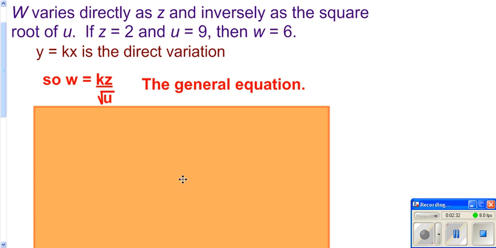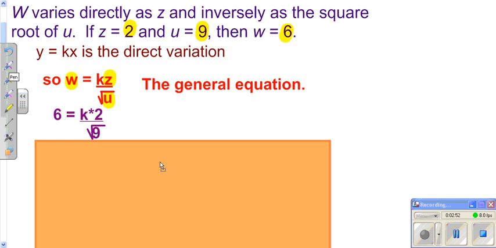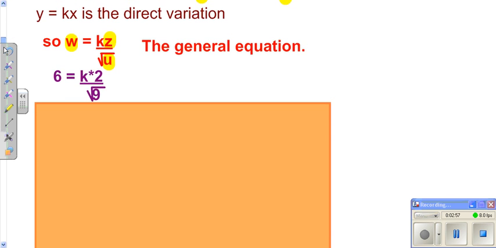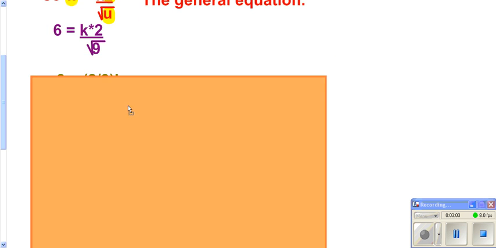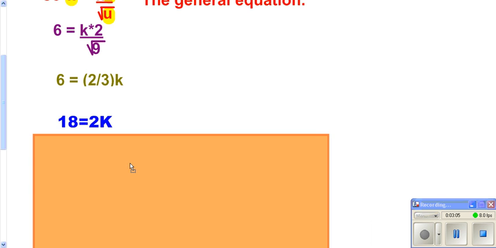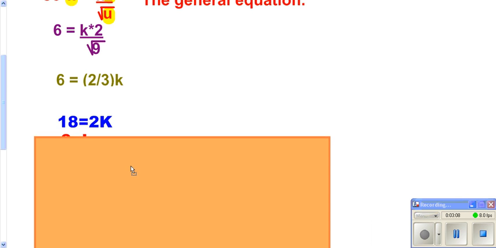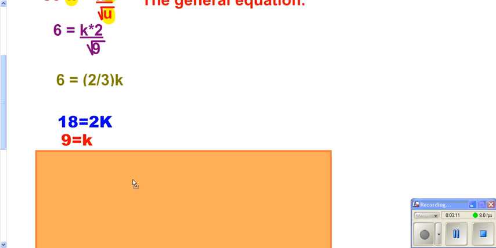The next thing you want to do is actually substitute in the given information so that you can find the value of k. In this case, they're telling you that your z here is 2, your u is 9, and your w is 6. So let's go ahead and plug that in. Square root of 9 is 3. So then you have 2/3 times k is equal to 6. So now we can go ahead and solve it for k. Multiply both sides by 3. And then now divide by 2 and we get k to be 9.